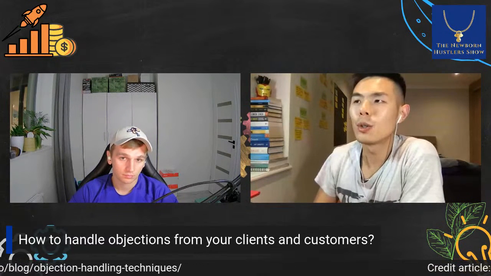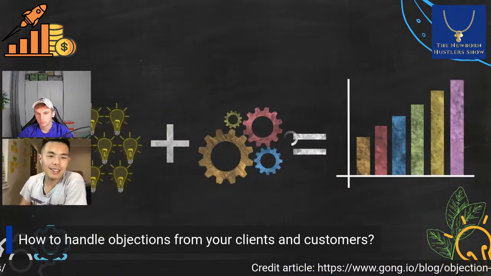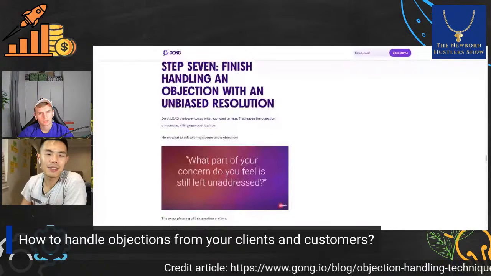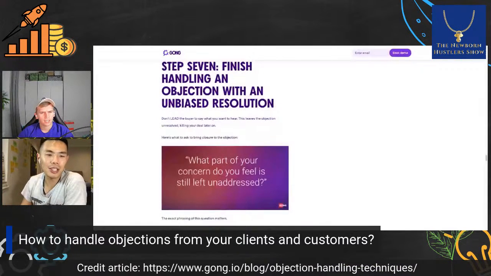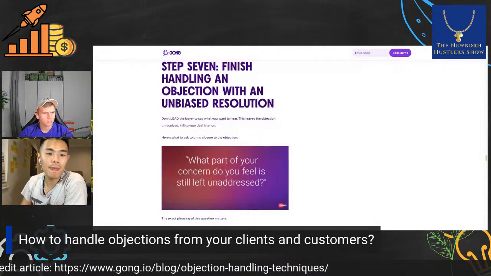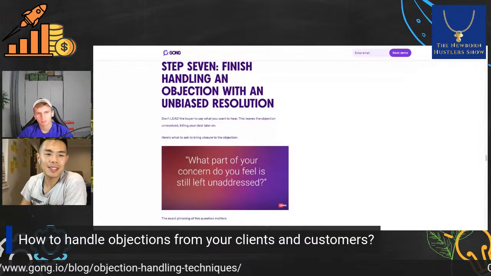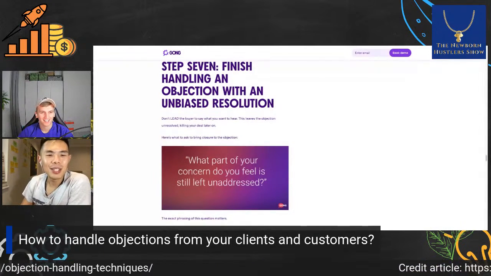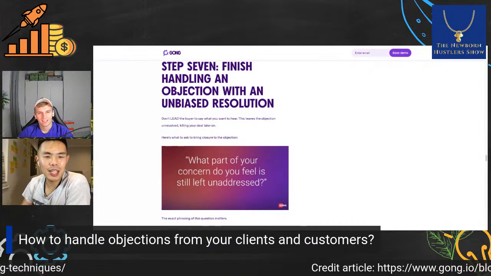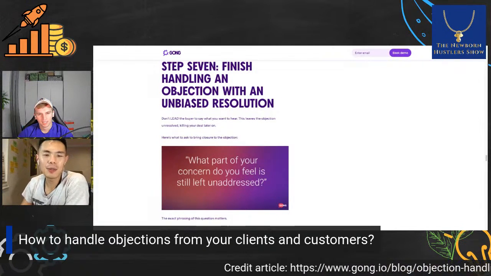Cool. Last but not least, it's step 7, and it's about finish handling an objection. Oh, sorry, so it's 7 steps. I thought it's 8 steps. No, okay, 7 steps. Yeah. So finish handling an objection with an unbiased resolution.